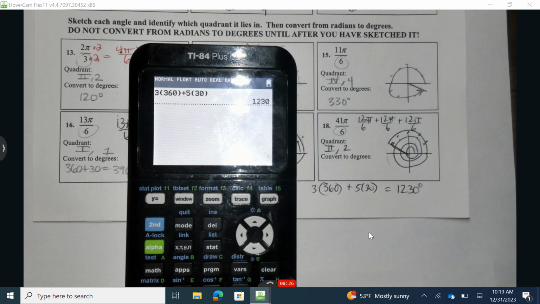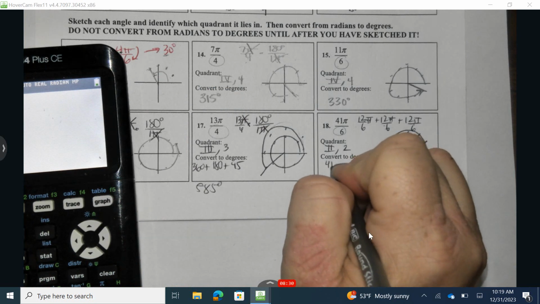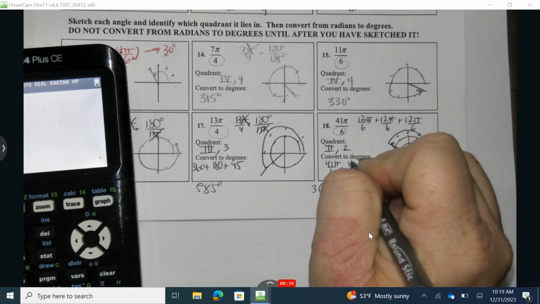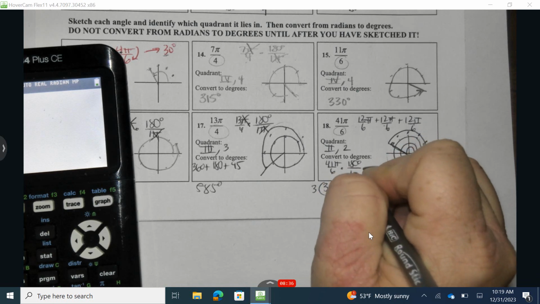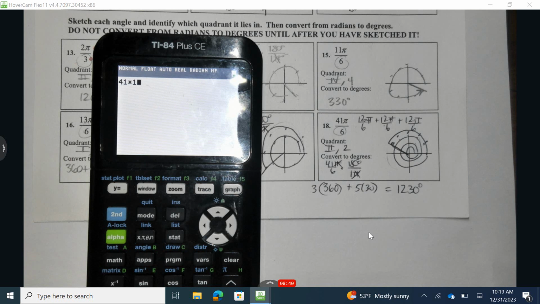Now, is there an alternative way if you don't like breaking up like that? Sure. 41 pi over 6 times, to go from radians to degrees, I'm going to take it times 180 over 1 pi. So I'm going to take 41 times 180 and then divide it by 6 to come up with the exact same answer.